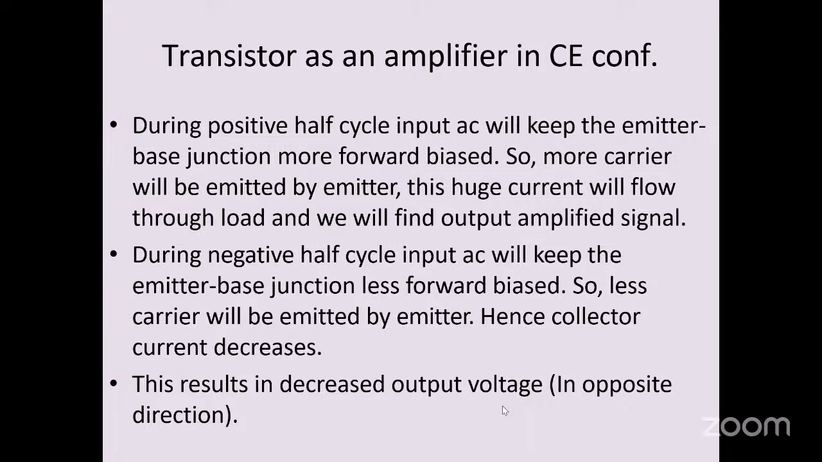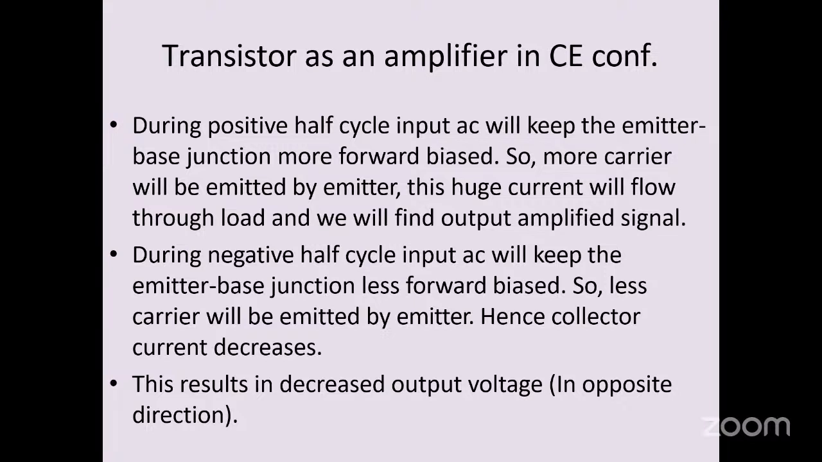So during the positive half cycle, the input AC will keep the emitter base junction more forward biased. So more carriers will be emitted by the emitter, and a huge current will flow through the load resistance. We can find the amplified signal. Amplification means strengthening the signal: a low signal may be considered as a high signal that is amplified.